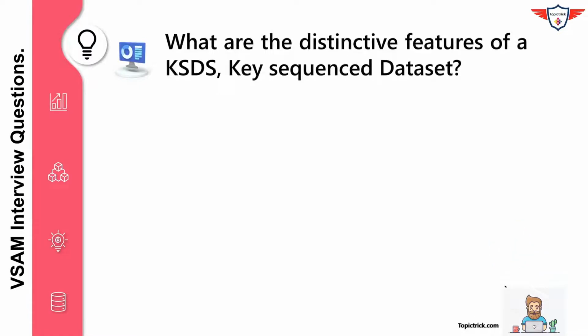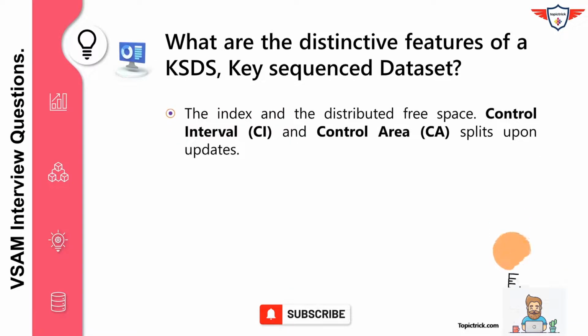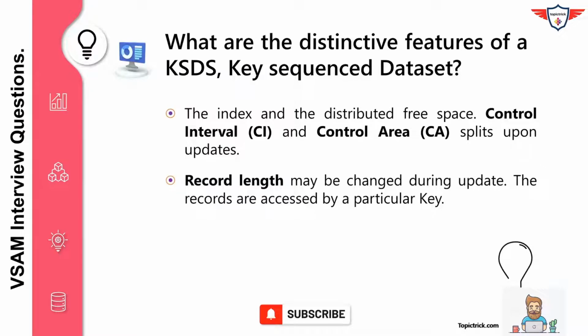What are the distinctive features of a Key Sequenced Dataset, KSDS? The index and the distributed free space. Control interval, CI, and control area, CA, splits upon updates. Record length may be changed during update. The records are accessed by a particular key.